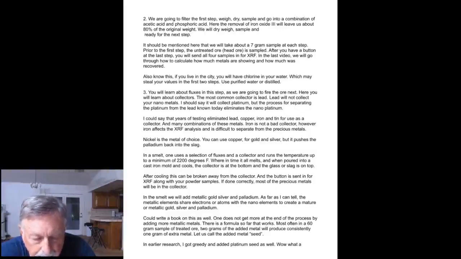In a smelt, one uses a selection of fluxes and a collector and runs the temperature up to a minimum of 2200 degrees Fahrenheit, where in time it all melts, and when poured into a cast iron mold and cools, the collector is at the bottom and the glass or slag is on top.